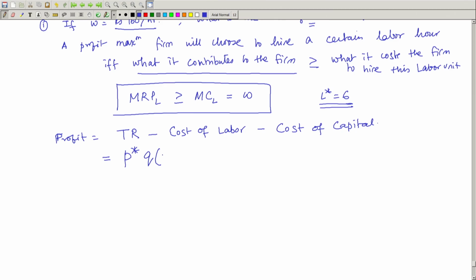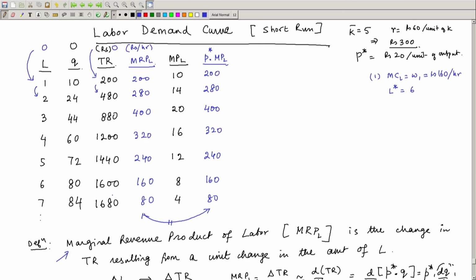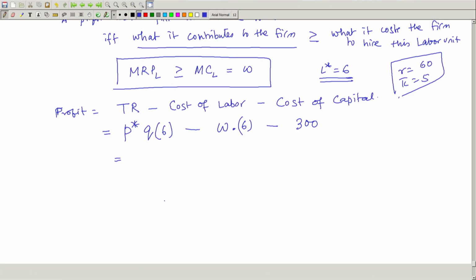and the quantity produced by these 6 units of labor, because I am hiring 6 labor hours, minus the cost of labor. The cost of labor is the wage rate times the amount of labor that I am hiring, which is 6, and my cost of capital is the rental rate times the amount of capital, which in this example is rupees 300, because R is equal to 60 rupees per hour and I have K bar equal to 5. This is given to us. So, let us compute what the output is when the firm hires 6 labor hours. Well, the output is equal to 80. So, 80 times 20, the price is 20.